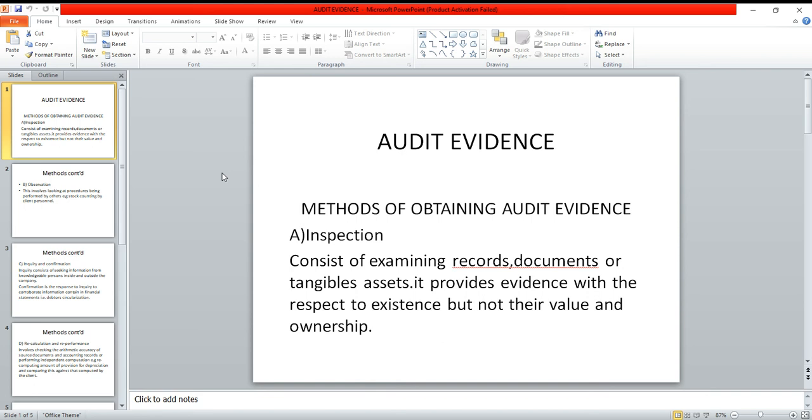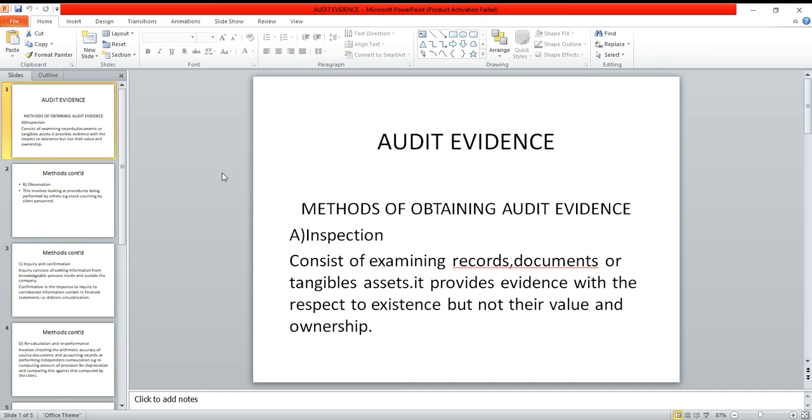And so today we are going to start a new topic, and that is audit evidence. Our objective for today is that we are going to define the term audit evidence. Number two, we are going to identify the sources from which the auditor obtains the audit evidence. The third objective is that we are going to see also the qualities of the audit evidence.